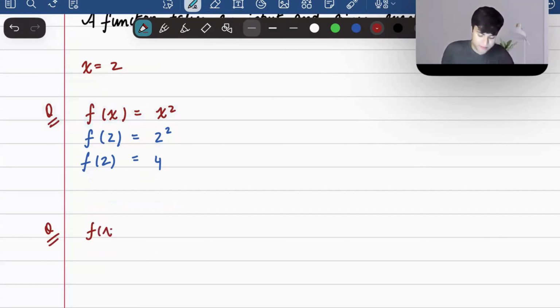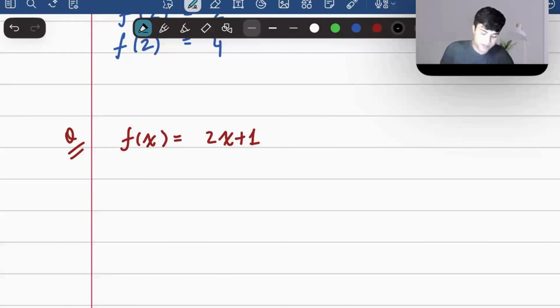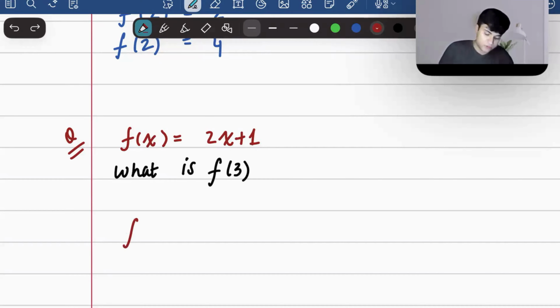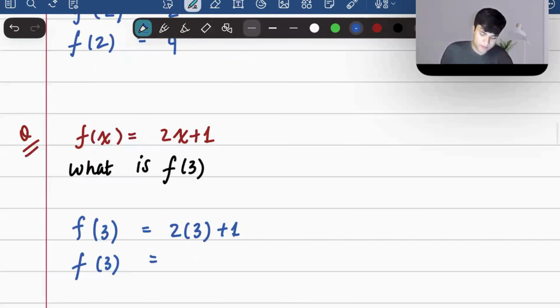Let's take another example. Let's say f of x equals 2x plus 1. This is a linear function because the highest degree is just 1. I want to find out what f of 3 is. In this case, I plug the value 3 into x. That is my input. 2 times 3 plus 1. This is very simple. 2 times 3 is 6, and 6 plus 1 is 7. It gives me a value of 7.